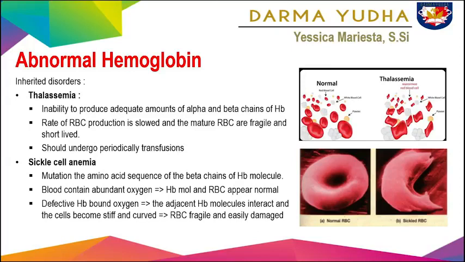The next is sickle cell anemia. Sickle cell anemia is caused by mutations of the amino acid sequence of the beta chains of hemoglobin molecules. Basically, people with normal hemoglobin have red blood cells that contain abundant oxygen, while people with sickle cell anemia have red blood cells that are fragile, easily damaged, stiff and curved, so that's why they are defective at bonding to oxygen.